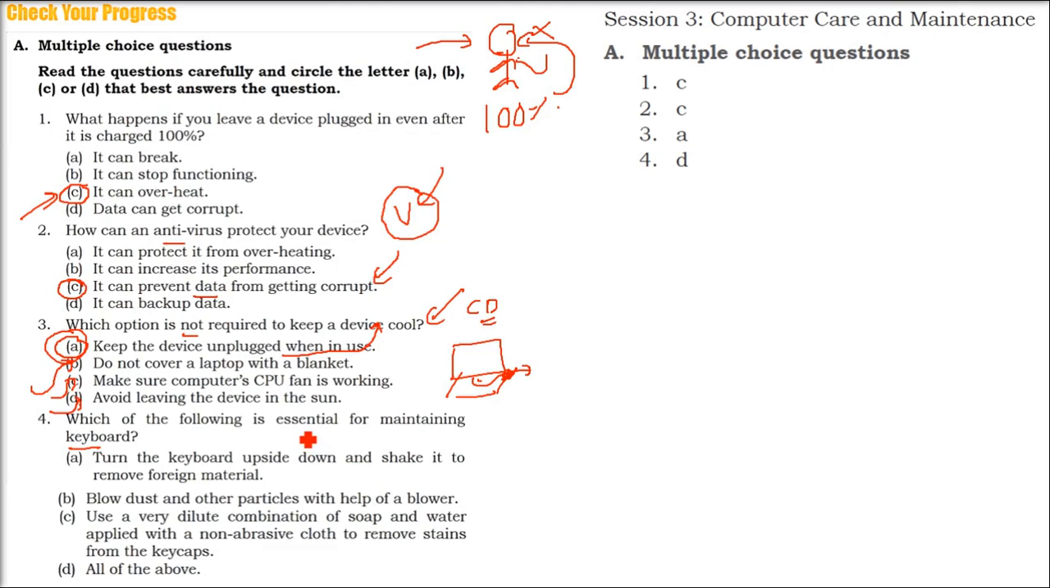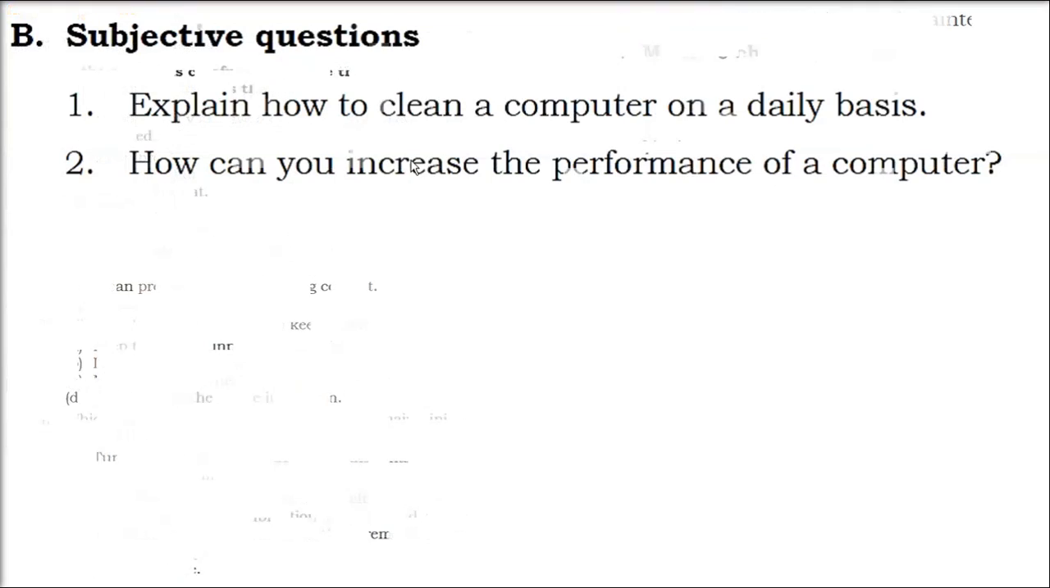Just turn it upside down and gently give it a tap. So all the crumbs and material will come out. If you have a blower, then you can just blow the dust out, and you can use some cleaning agent, but don't use it directly on the keyboard. Do use it on a cotton, very soft cloth, and then it should be non-abrasive. So then you can clean it gently, not very hard. So all of the above is the answer.